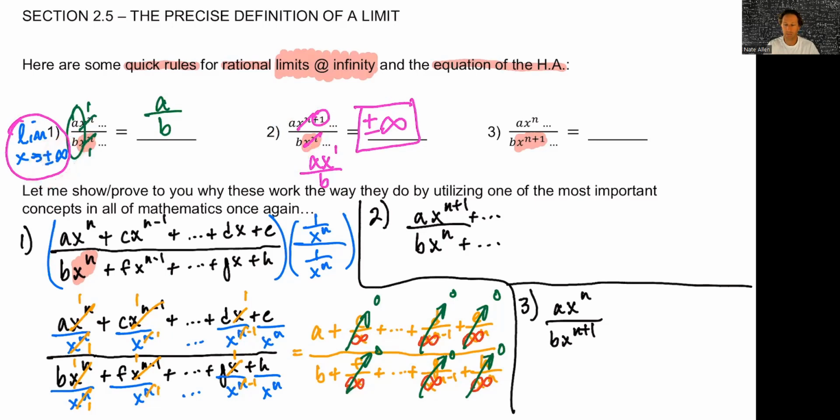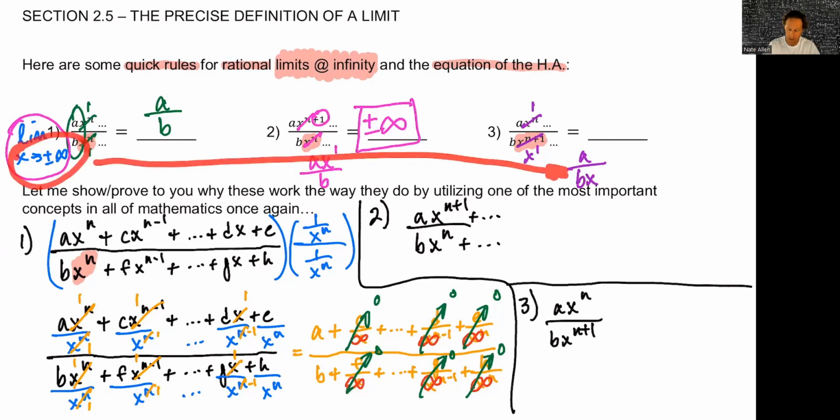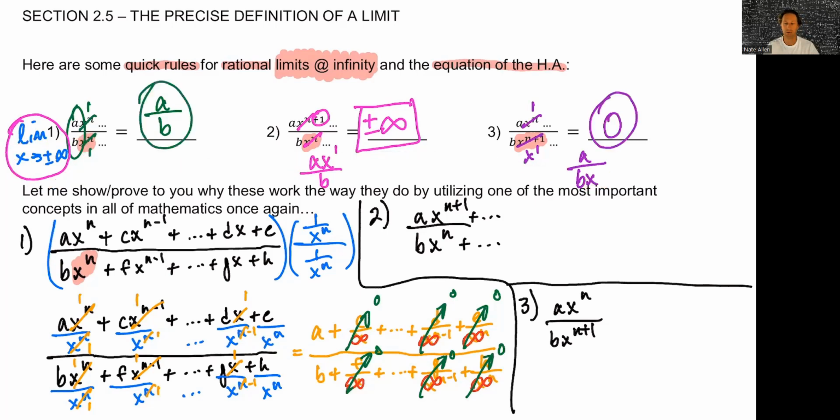Okay, but what about number 3? Ax to the n over x to the n plus 1. Now who's got more? Well, that would be the bottom. And if we try to simplify that one, and then plug in infinity for the x, now the bottom is going to go to infinity, which means our answer for this one would be 0.